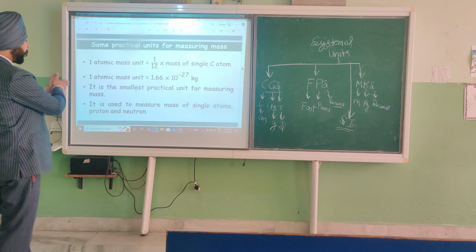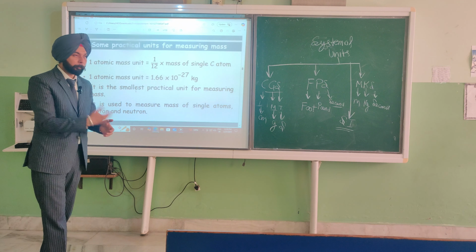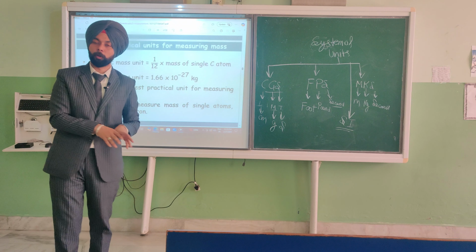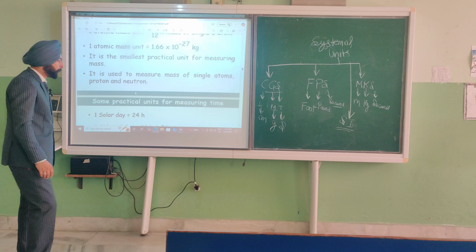Like protons and neutrons, we measure the mass of protons, neutrons and electrons in this unit. The structure of the atom we had already discussed in the 9th grade.